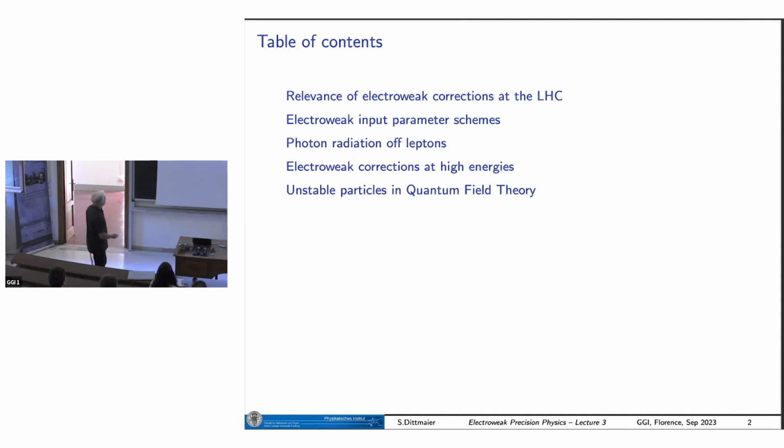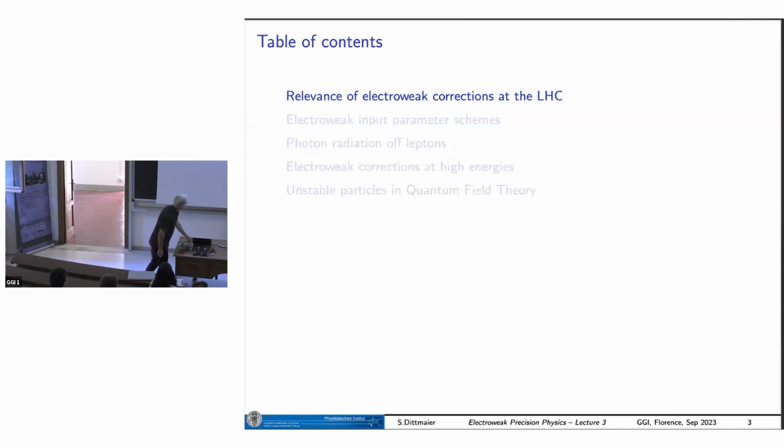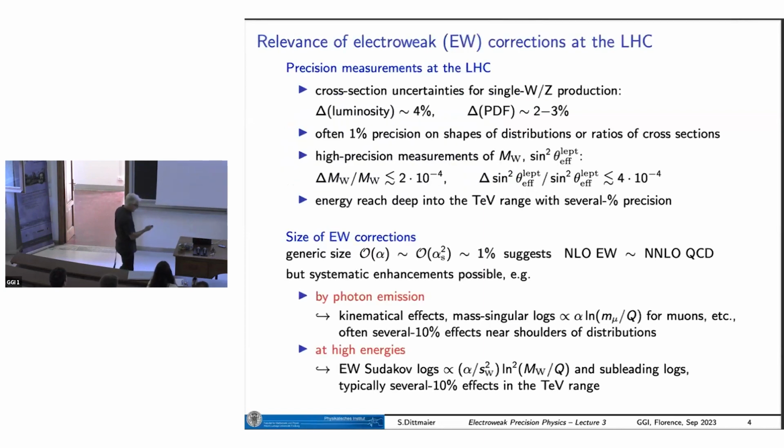So let's start just with a prelude. Why are electroweak corrections relevant? How large are they? And so on. So, precision measurements at the LHC. Let's talk a little bit about accuracies and precision. For example, what about cross sections? For example, for single W and Z production, this example I will be able to cover in the afternoon, I guess. Of course, there are uncertainties, and it's not exactly on the experimental side.